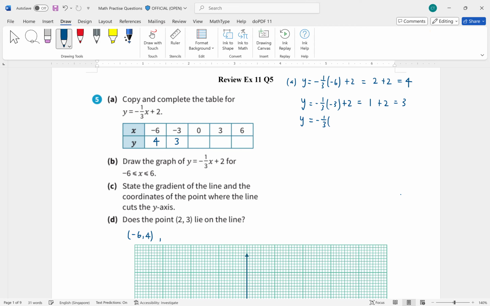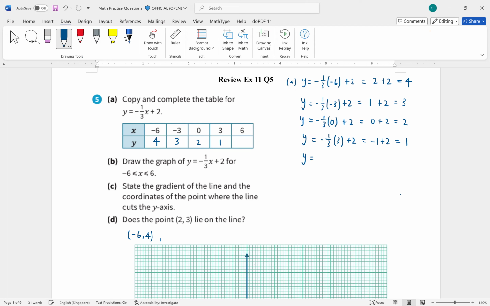Then next one, we substitute x with 0. So you will get 0 plus 2. Remember, any number times 0 is 0. So 2. Now you can see the trend already: 4, 3, 2. But don't assume that it's going to be the same. So negative 1 third times positive 3 now. It's going to be negative 1 plus 2. So you get 1. So this is 1.